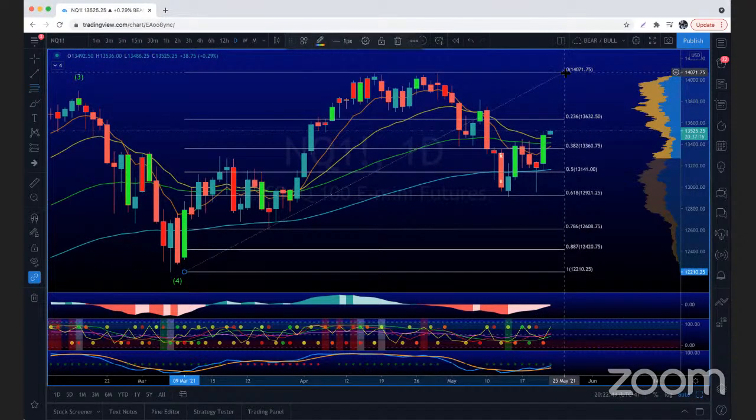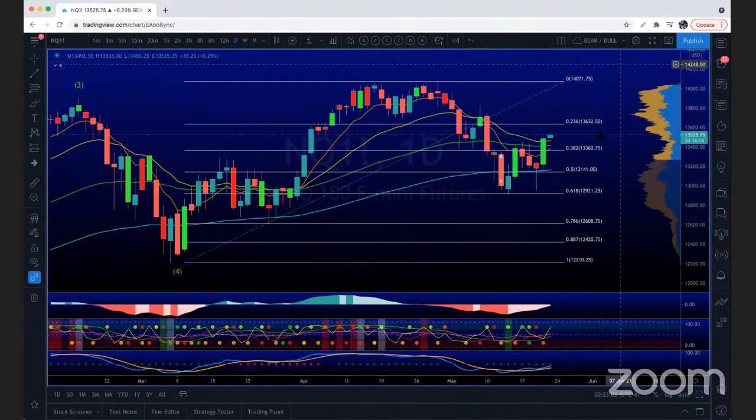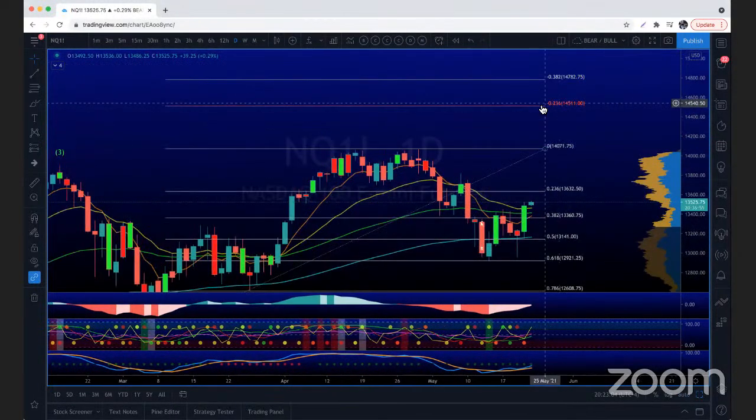First thing we see here, and we talked about this when it happened, we hit the 618. And what do I always say? One of your highest probability trades, if we're in a downtrending market, is to buy or sell the 618 and get out of that trade at the negative 236, which is going to be at 14,500. So let's talk about that 14,500 for just a moment.